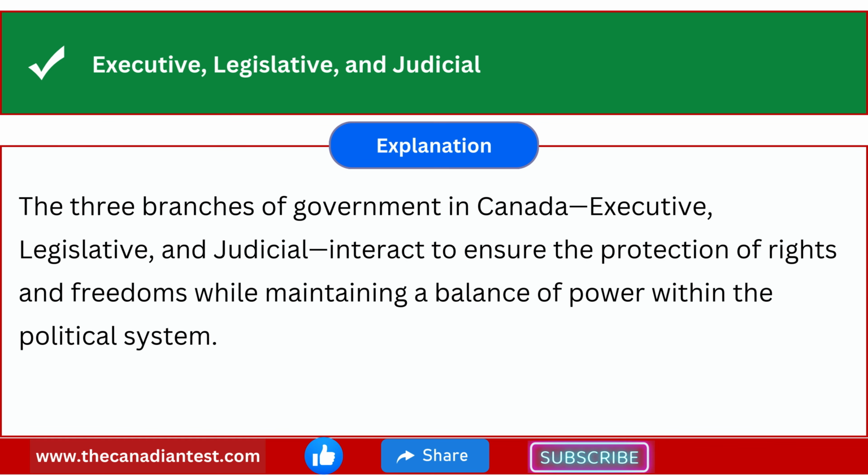The correct answer is executive, legislative, and judicial. Explanation: the three branches of government in Canada, executive, legislative, and judicial, interact to ensure the protection of rights and freedoms while maintaining a balance of power within the political system.